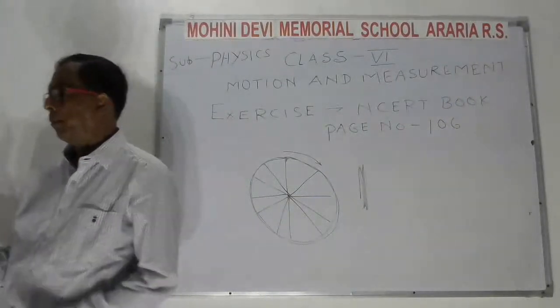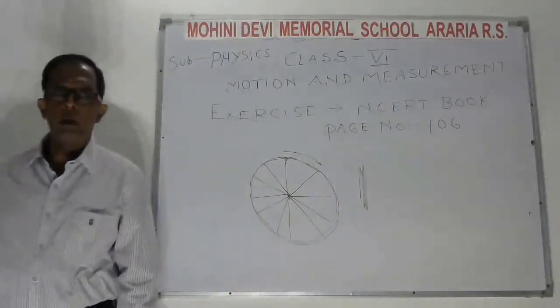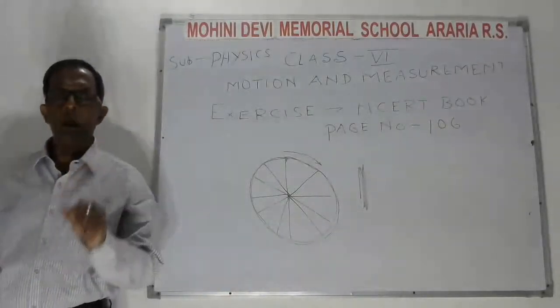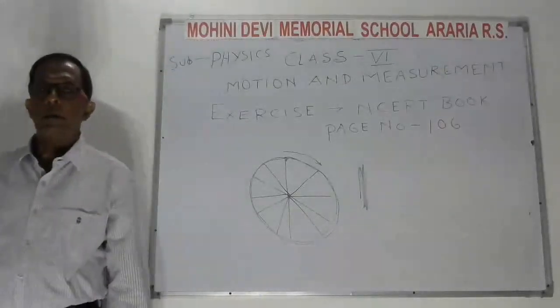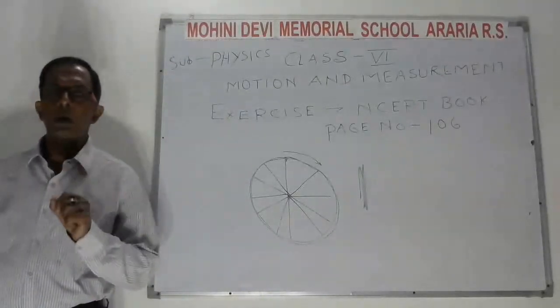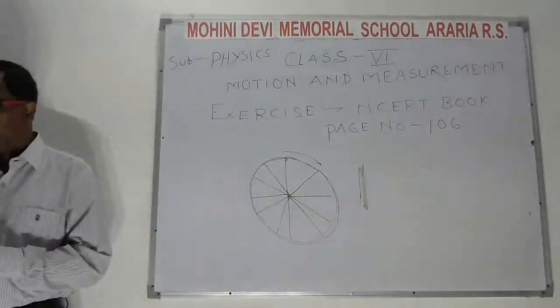The motion of the wheel of a bicycle has periodic motion. I think the whole question is clear. If you are getting into trouble, then I have given you my mobile number. You ask the question, I want to solve your problem.